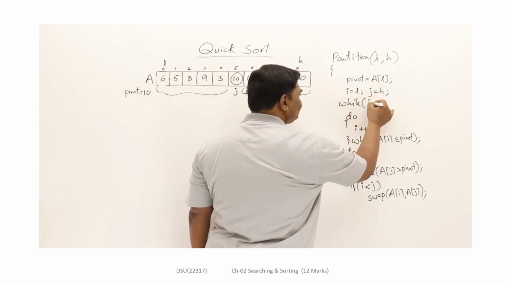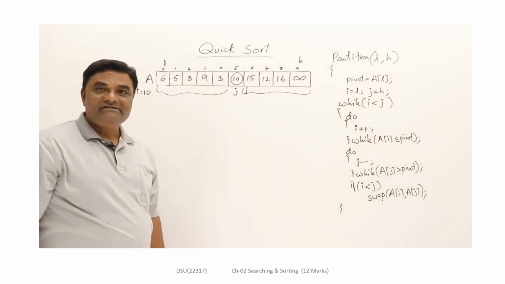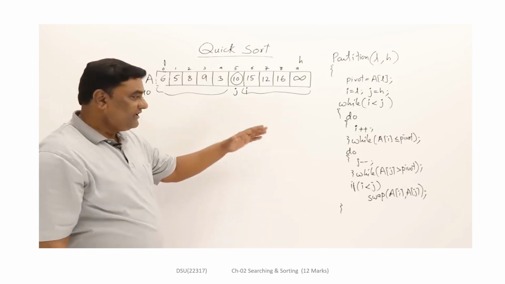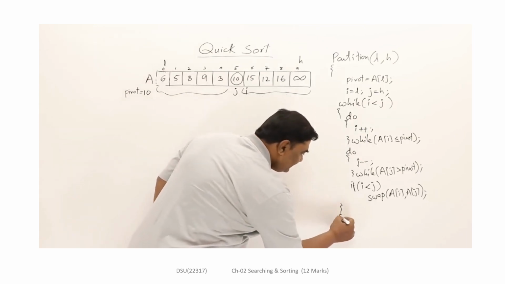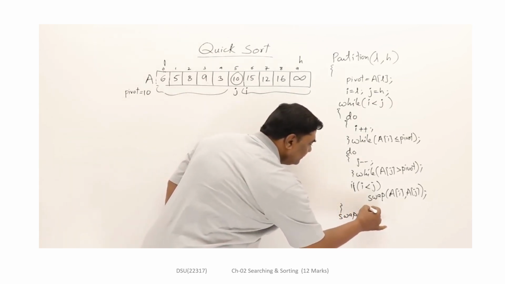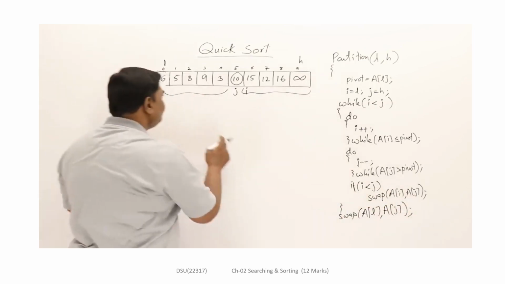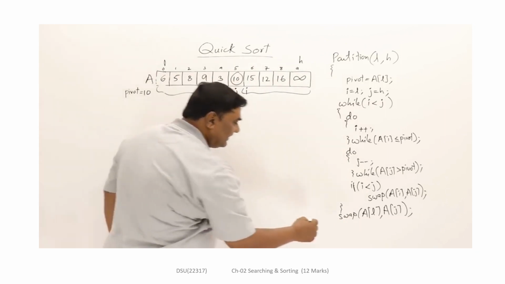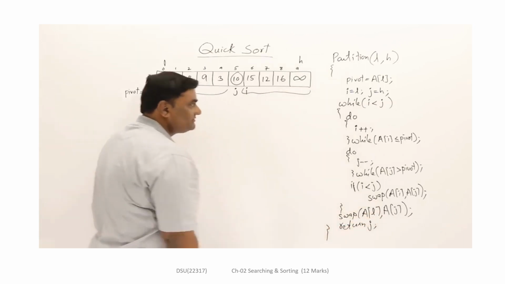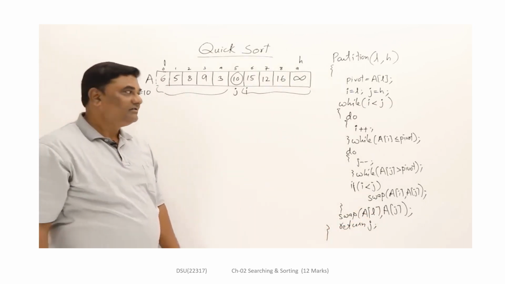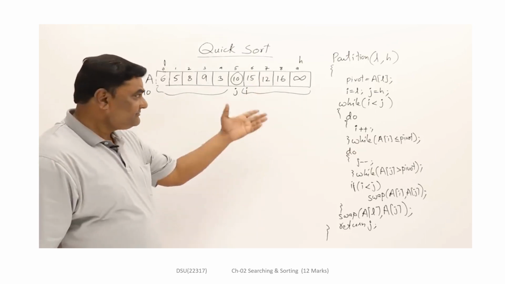How long should I do this? While I is less than J. This should continue as long as I is less than J. If I became greater than J, it will stop and here it should swap A of low with A of J. So swapping of the pivot element should be done with J, and return J. That is the partitioning position. That's all. This is the partitioning algorithm. So this is just partitioning.